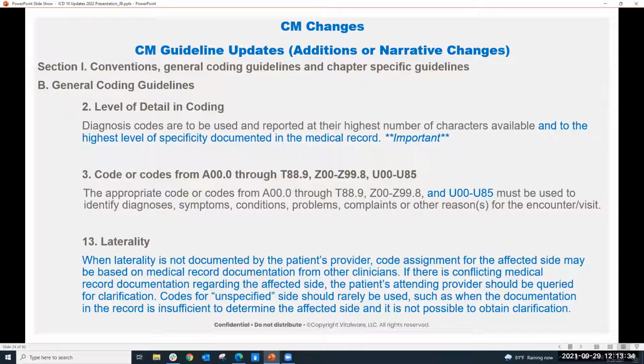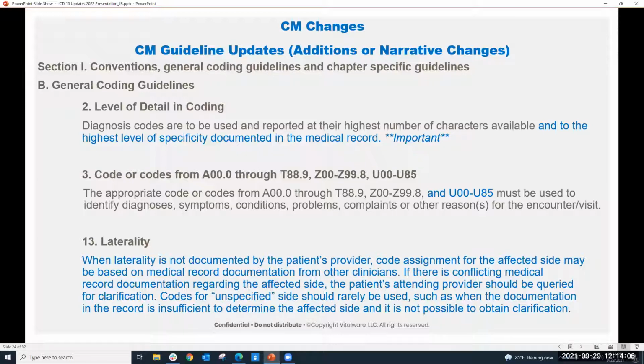And there was talk of CMS actually downgrading payment in the future if an MCC or a CC was coded to unspecified when a more specific code is available. There's nothing yet, but you'll notice that they mentioned that a few times within the guidelines, that you need to code to the highest level of specificity. So it's always good to do that. Let's see. So on number 3, they just added the code range for the U codes.